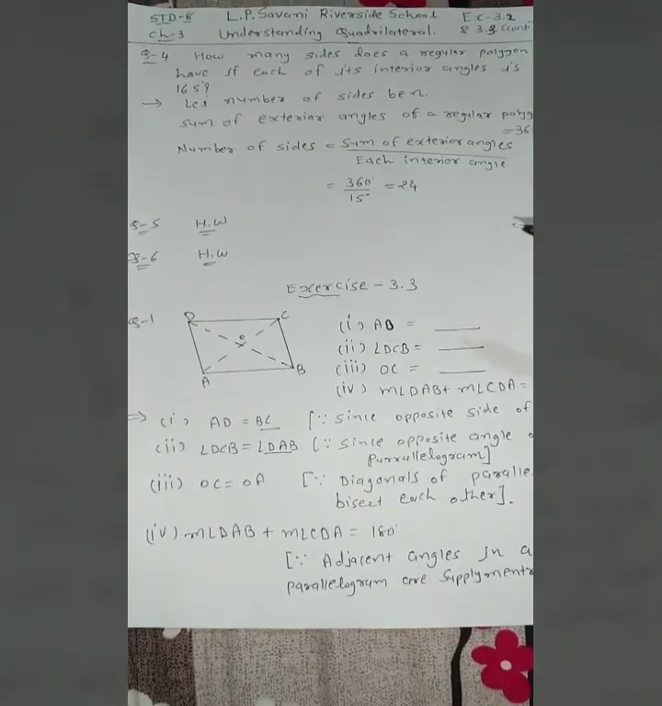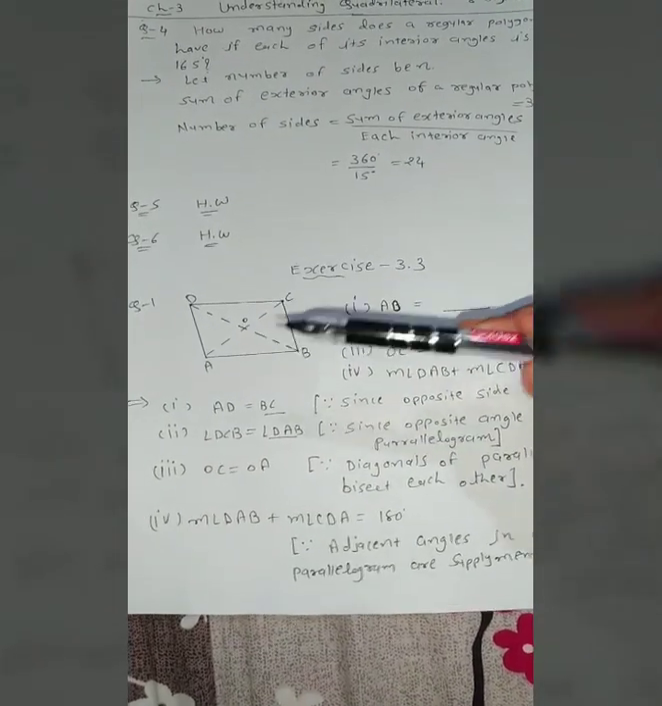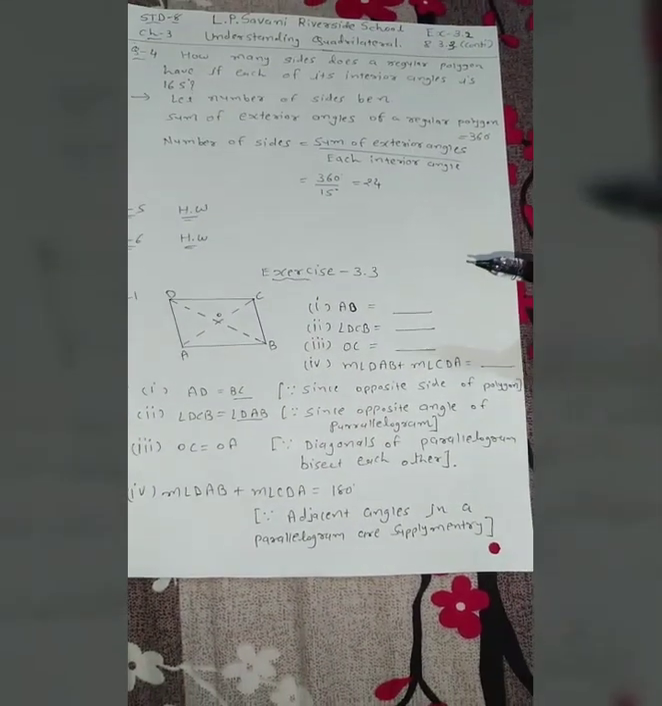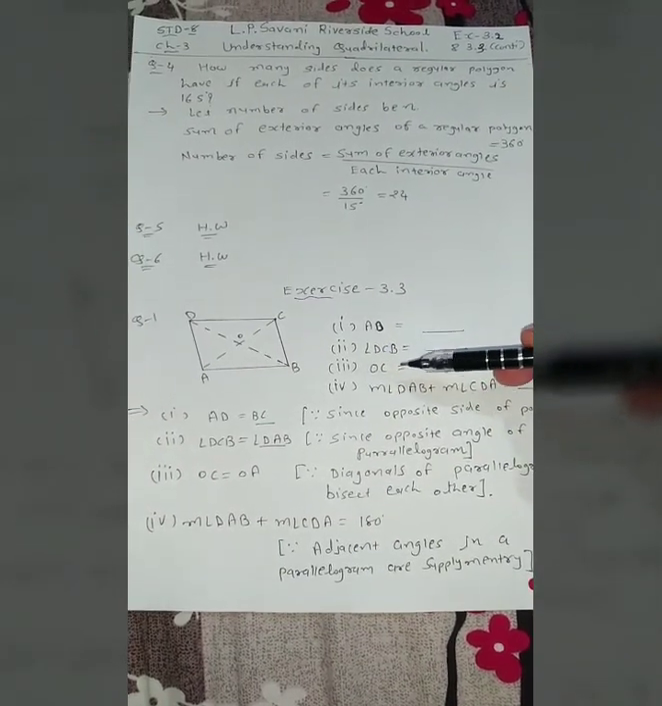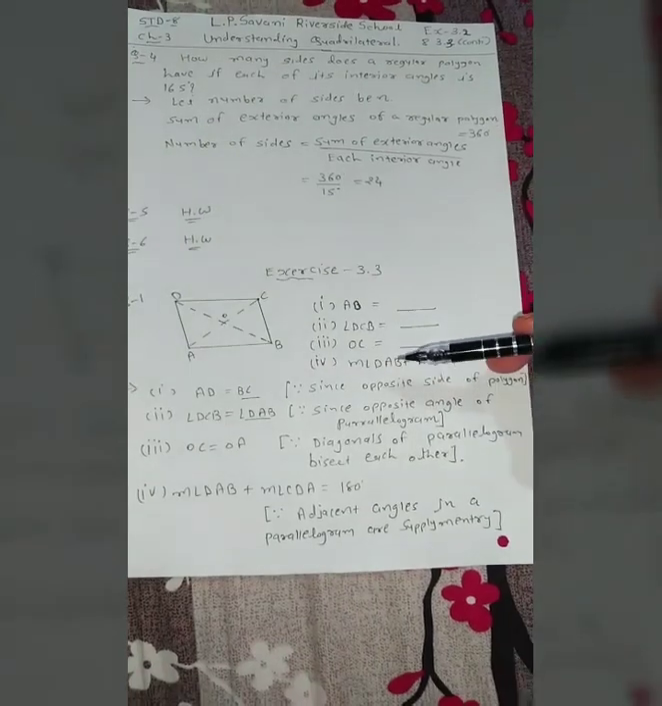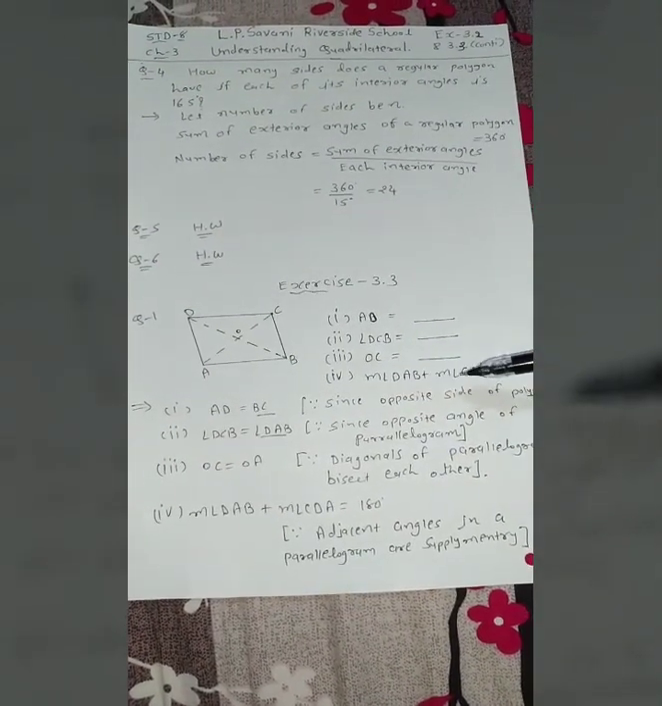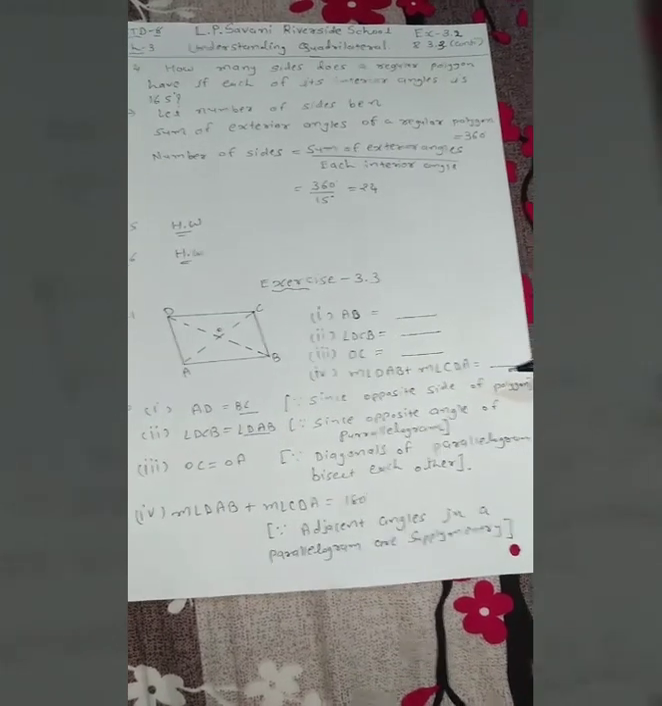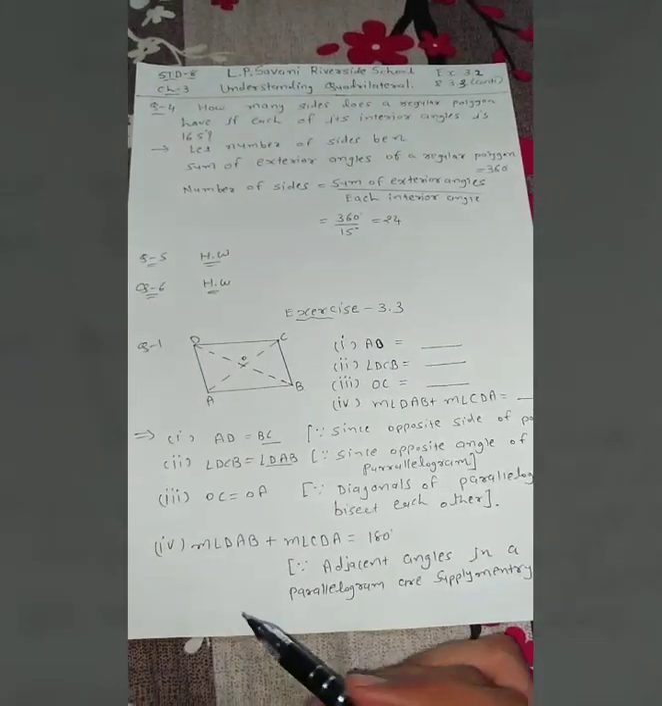Exercise 3.3 question number 1. Here is a parallelogram ABCD, and AC and BD are the diagonals of the parallelogram. We want to find the value of AD, the value of angle DCB, the value of OC, and the value of angle DAB plus angle CDA. Okay, these two are the measurement angles.